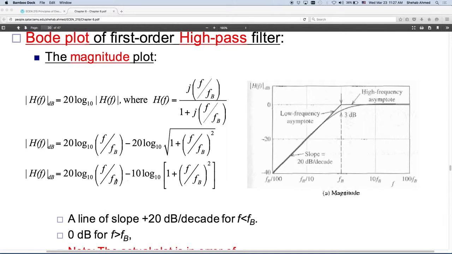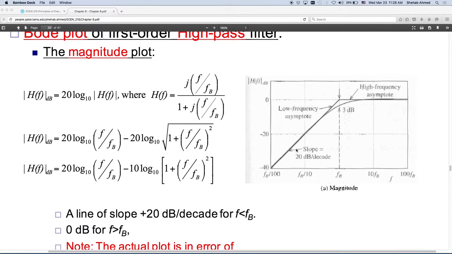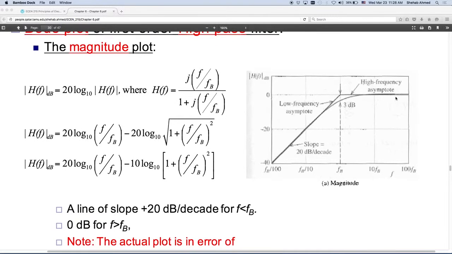So it's very close to 0. These are two large numbers, so you're subtracting two large numbers. The difference is going to be very small here. So practically, basically 0 when f is very, very large. That's what you have as the asymptote at high frequency. You subtract them from each other and the difference will be pretty much 0.